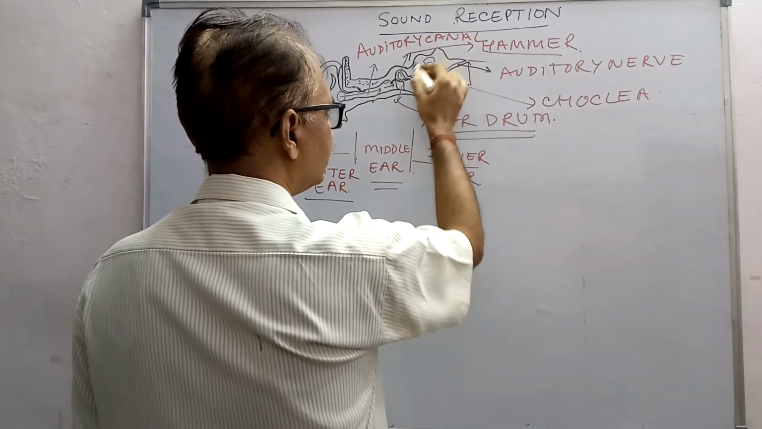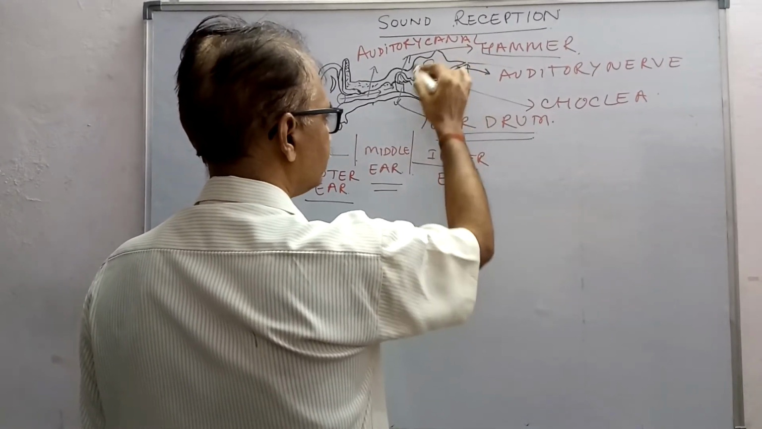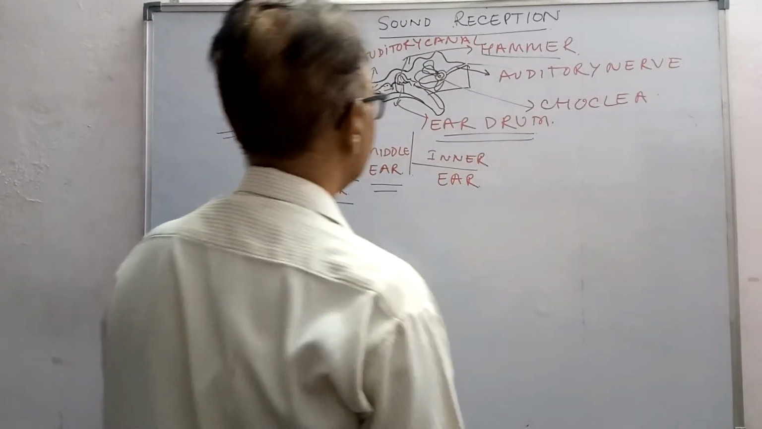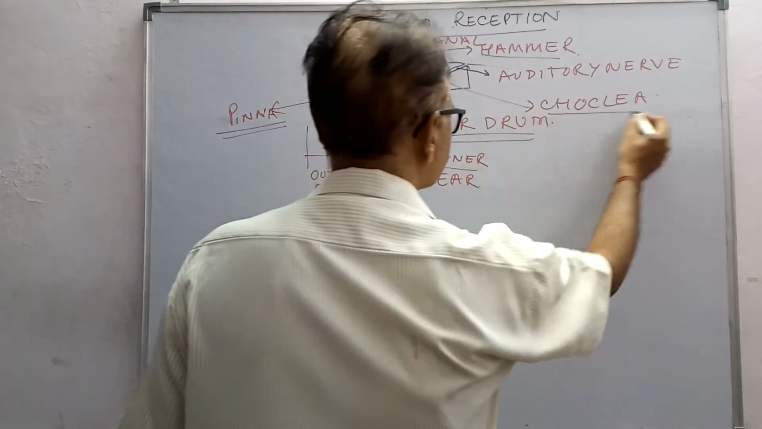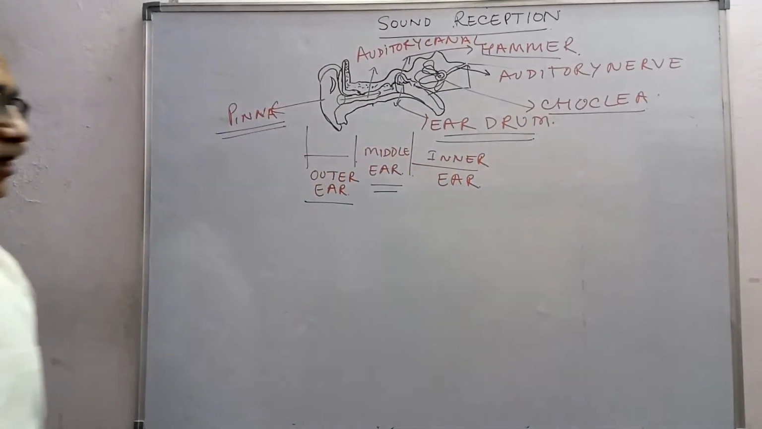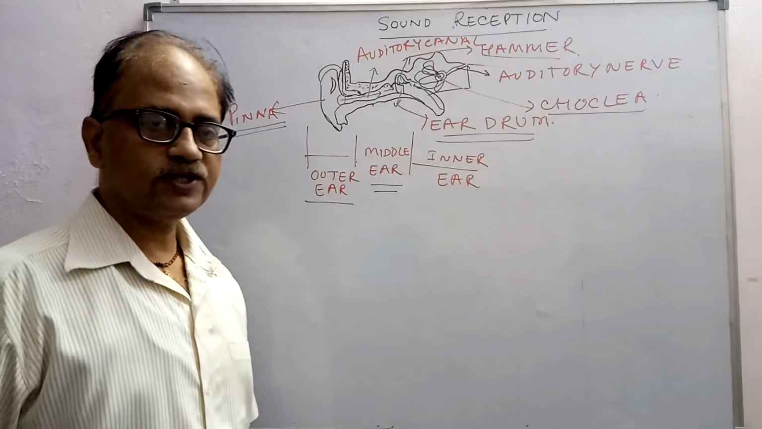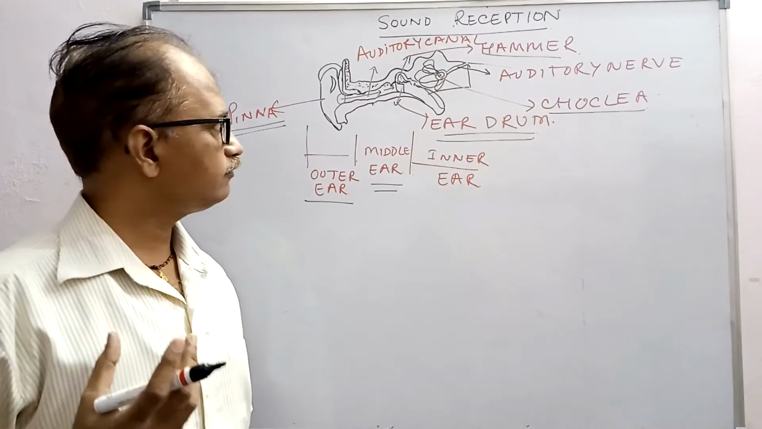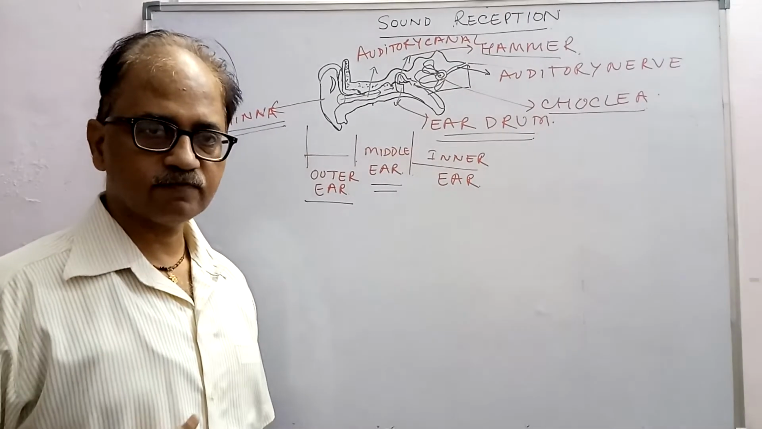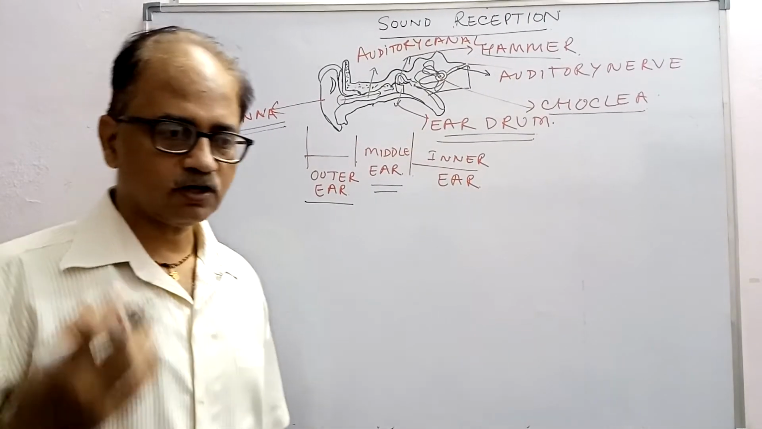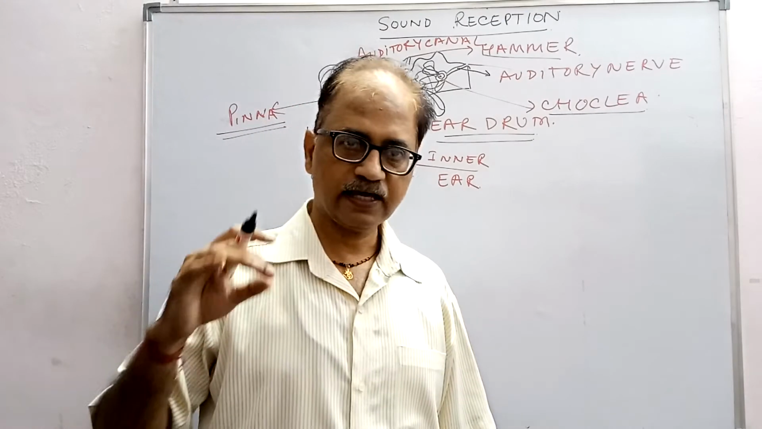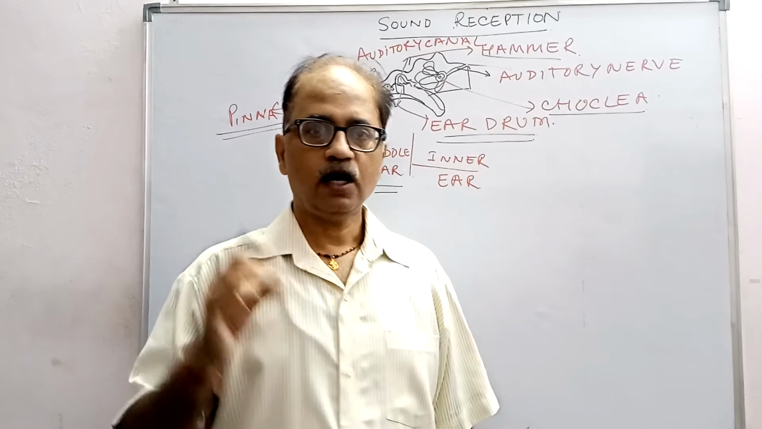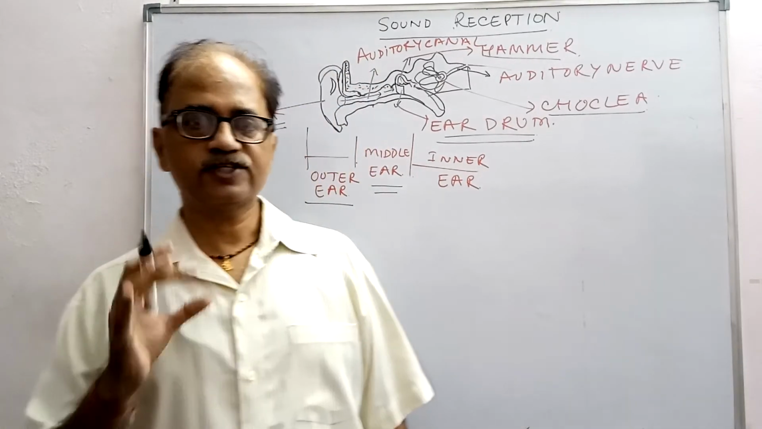This part is the internal ear. The internal ear consists of the cochlea, which is a combination of a lot of sensory nerves, and this cochlea is kept inside a fluid. It is floating.